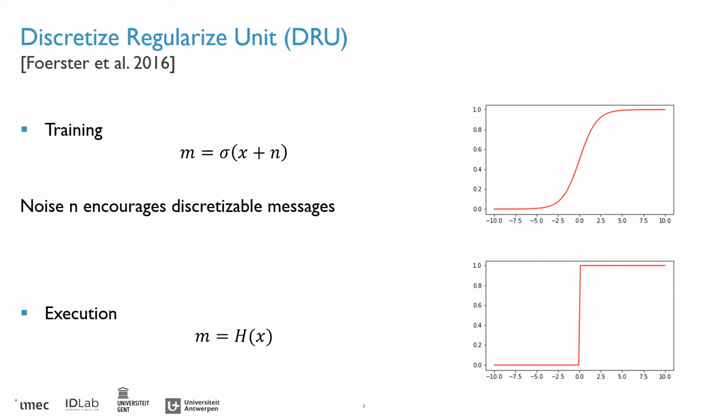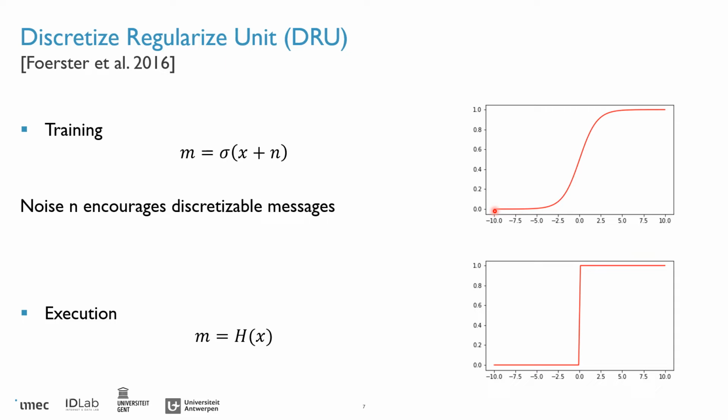During training, however, we do need a differentiable communication channel. And what we do then is we allow the agents to communicate using continuous values. However, we want these continuous values to be easily discretizable during execution. And what we do to encourage this is we apply some Gaussian noise to the message and then apply a sigmoid function. When we look at the sigmoid function, what we want the agent to do is to generate values that will result in either a 0 or a 1.